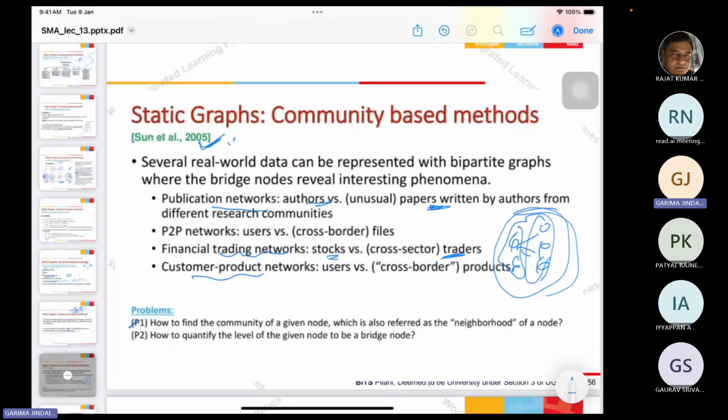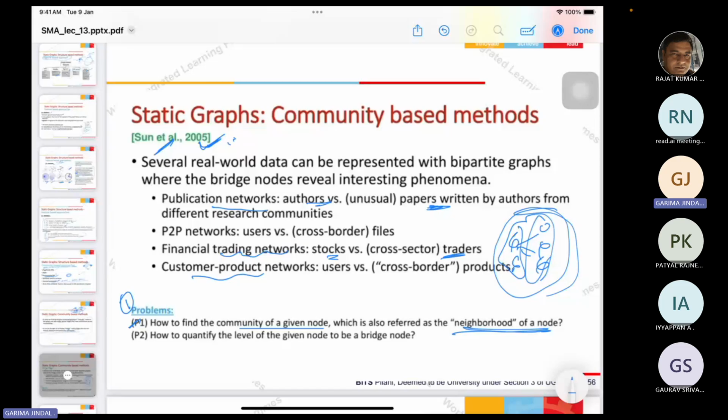So the first problem here is how to find the community of the given node, which is also referred to as the neighborhood of the node. In this type of problem, the first thing you need to look into is how you will identify the community. When you are designing such an algorithm, this is one of the problems you need to work on: how you are going to quantify the community in the network.